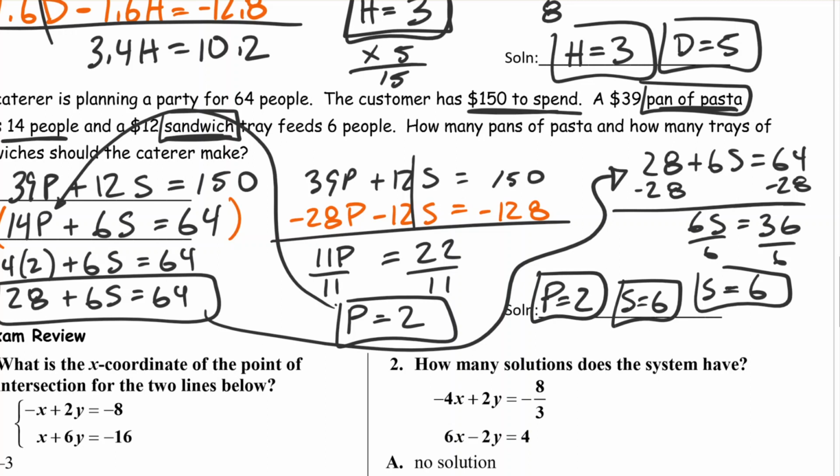2 pans of pasta and 6 sandwiches. Let's check and make sure. 6 sandwiches would feed 36 people, and 2 pans of pasta would feed 28 people, so 28 and 36. Does that make 64? 28 and 36 makes 64. So we did it right.